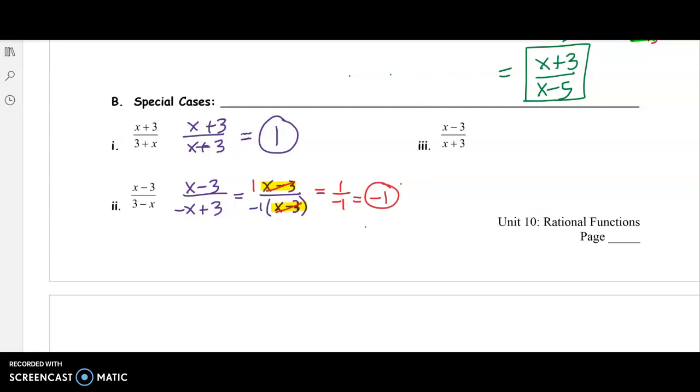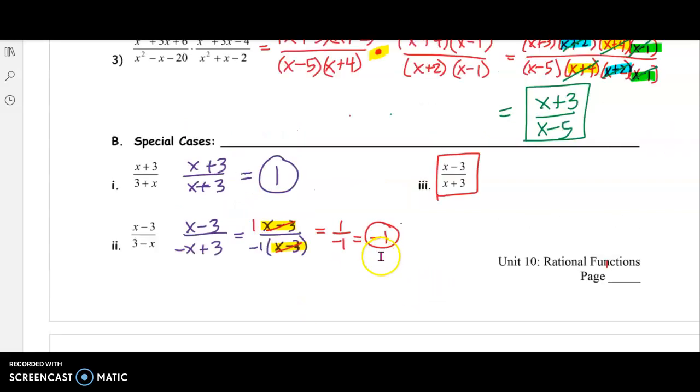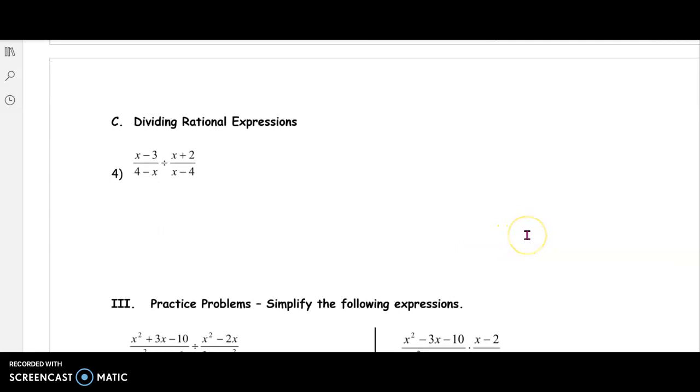Last one, example number 3. This one is already in its most simplest form. That can happen sometimes. So let's go ahead and go to the next page. All right, here's a division one. Now, just like we talked about division earlier, the first fraction stays the same, and then we change the division to multiplication, and we flip the second fraction. So this one's x minus 4 over x plus 2.